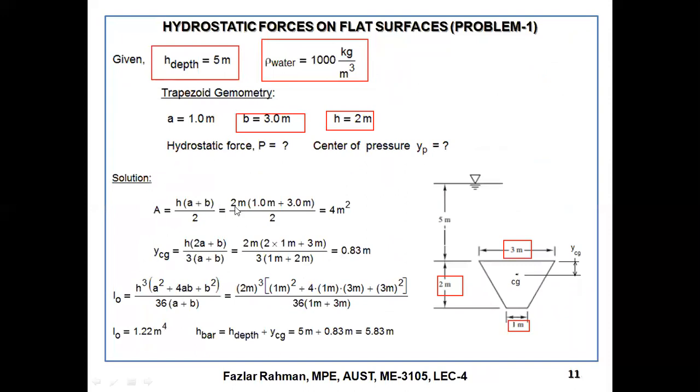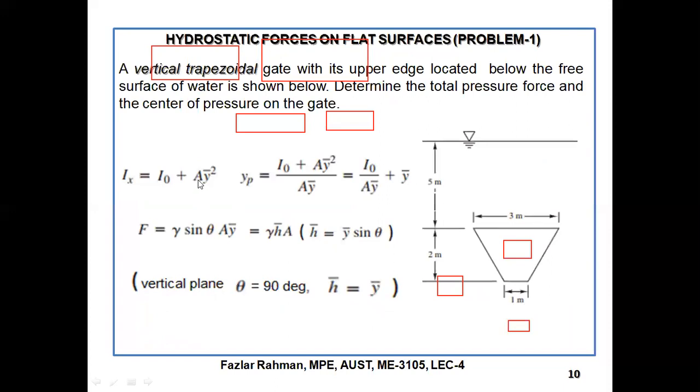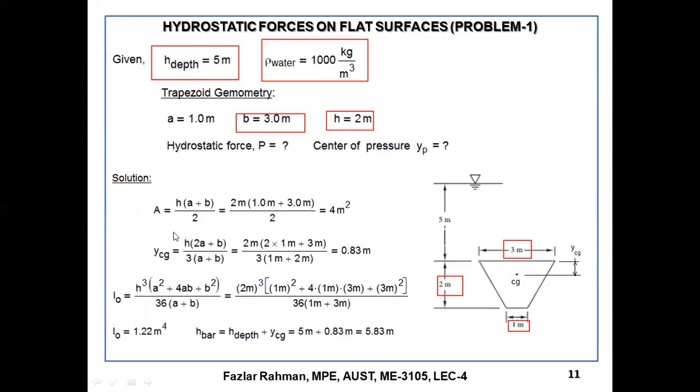So then you solve the problem. You know the formula, we need to have area, Y bar, then I naught. These three things you need to figure out. So figure out area. A is (a plus b) by 2 times h, 4 meters square. Then you figure out Y bar. Y bar means YCG by this formula. So in that case, this is CG, this will be YCG. So YCG 0.83.